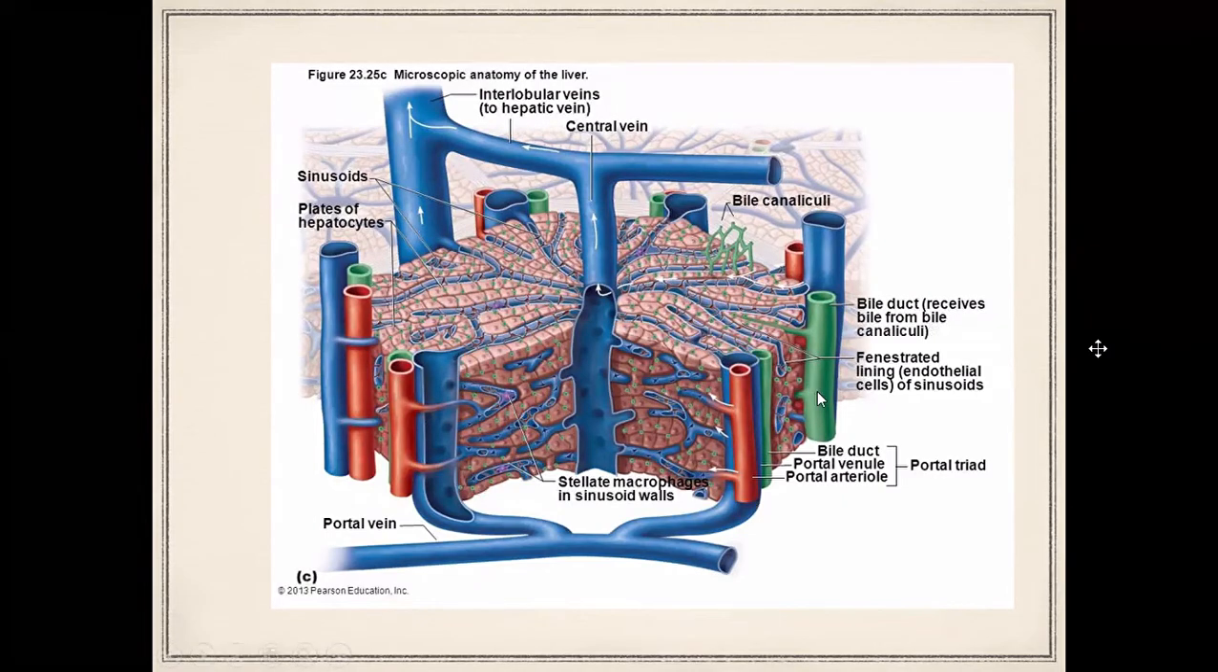And these are the fenestrated lining or endothelial cells of the sinusoids. Of course, this would be your portal arterial, and the blue one would be your portal venule. So you see the portal triad area around this lobule. And this is your central vein.